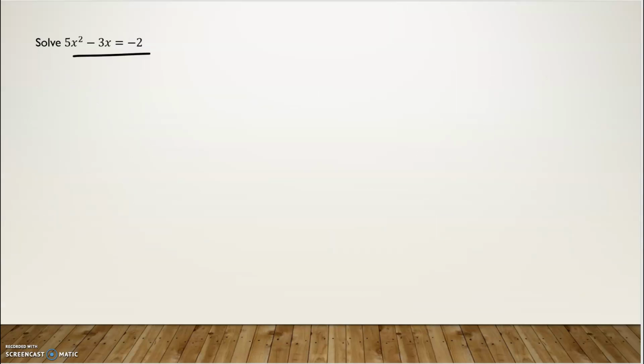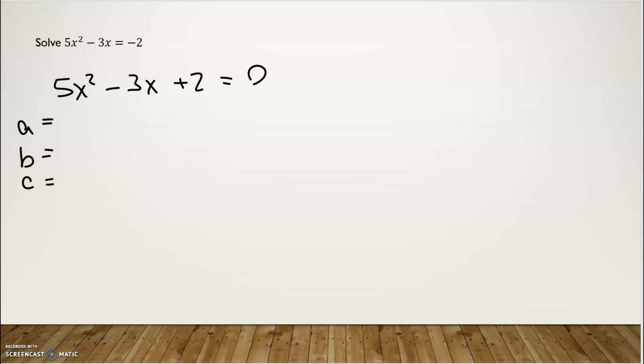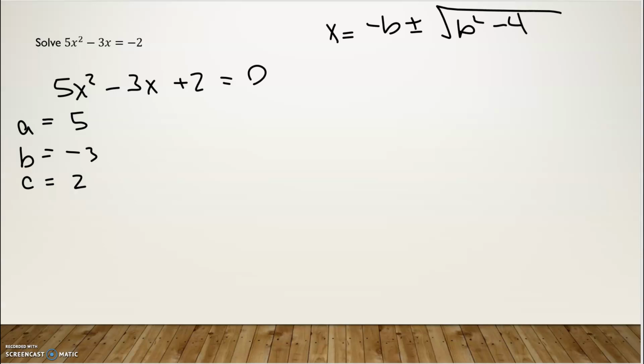Okay, now this one is not in standard form, so the first thing we need to do is move that negative 2 over. So 5x squared minus 3x plus 2 equals 0. And then find our a, our b, and our c. A is 5, b is negative 3, and c is 2. Okay, so negative b plus or minus the square root of b squared minus 4ac all over 2a.